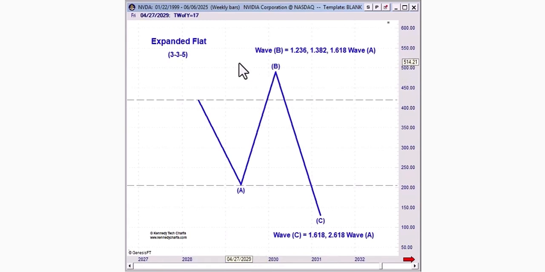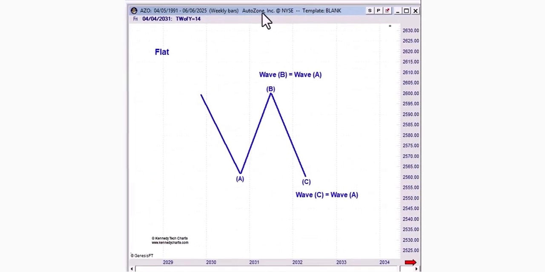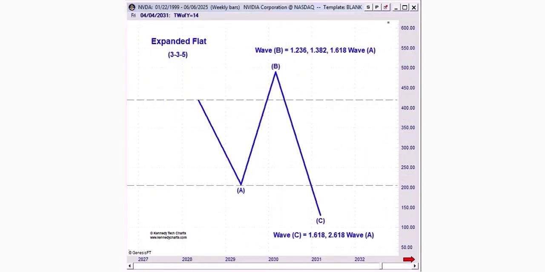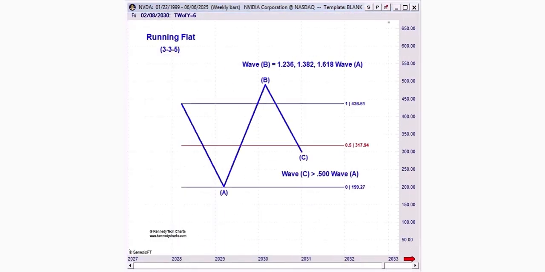So the expanded flat is actually a variation of the core pattern, and the core pattern, the regular flat, is this structure, this formation. Well, there's actually a variation to the expanded flat, and that incorporates a characteristic that we refer to as a truncation, and that would be the running flat. A running flat occurs when wave C is unable to terminate below the wave A extreme.